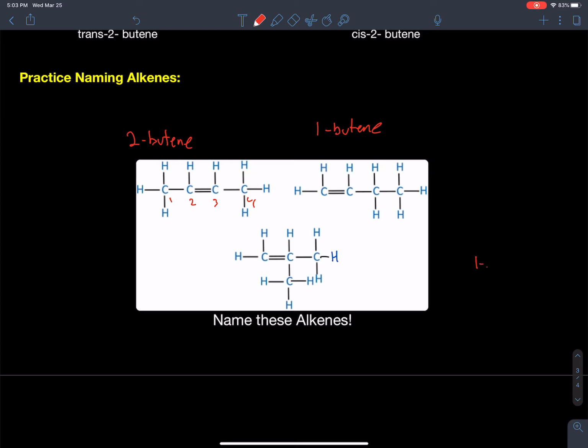So 1-propene. But if I've decided that this is my parent chain, how do I go about naming that attachment? Well, that attachment is going to be a methyl group. So the name is 2-methyl-1-propene. That's the name of that molecule.